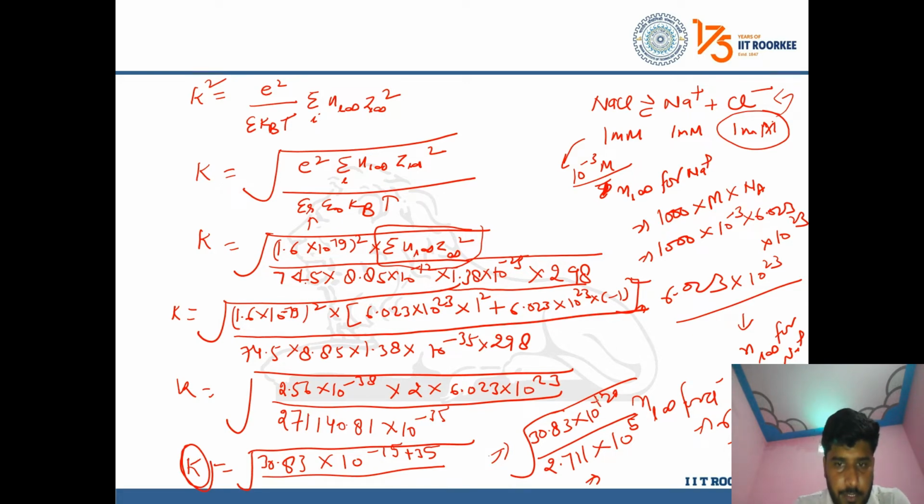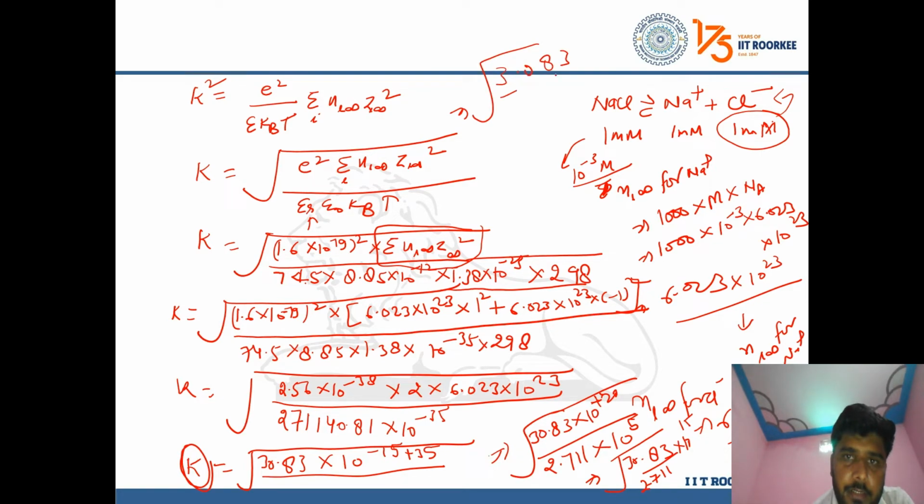It will be plus 20, and after that you will get 30.83 divided by 2.711 multiplied by 10 raised to 15. Okay, and after that you can write 3.083 over 2.71 into 10 to the 8, because that will be 16, and after that you will get 10 to the power 8. It's coming around 337 into 10 power minus 2.